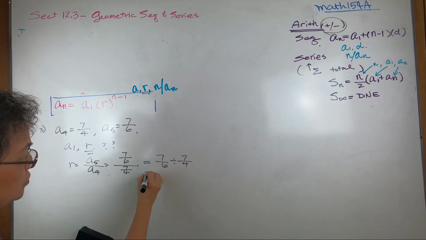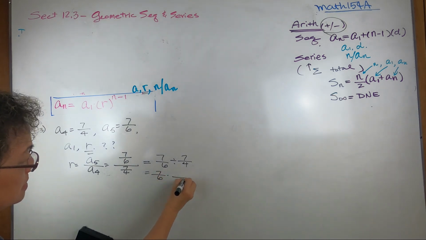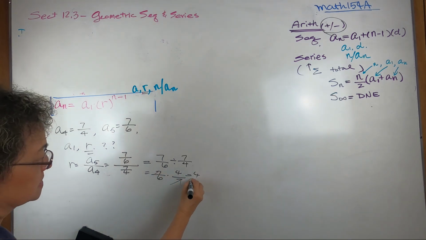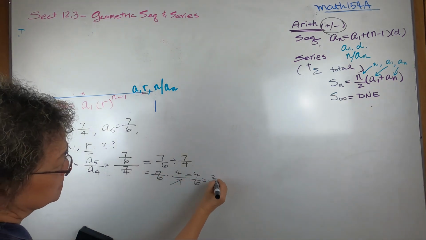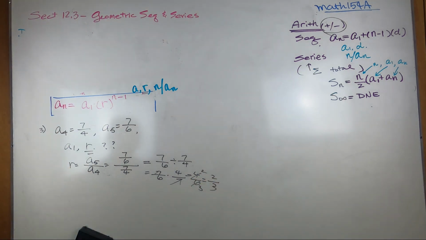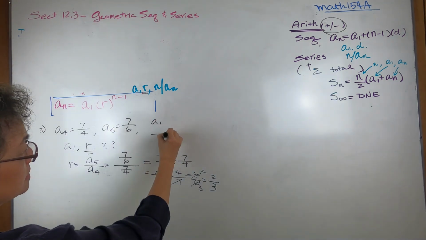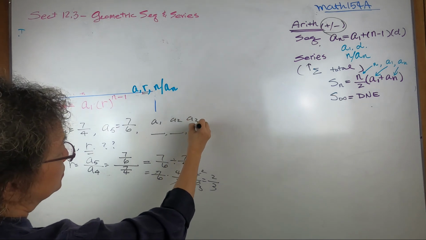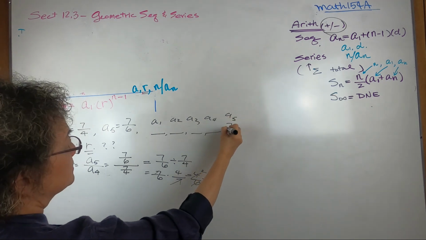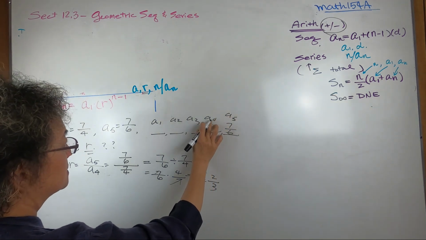Then how do you divide fractions? Reciprocal. Right? It's 4/6. Then you don't want to use 4/6. You want to use the simpler one where you simplify the numbers. Okay? So that's R. Then what is A1? So we have A1, A2, A3, A4, A5, right? 7/6, 7/4 here.